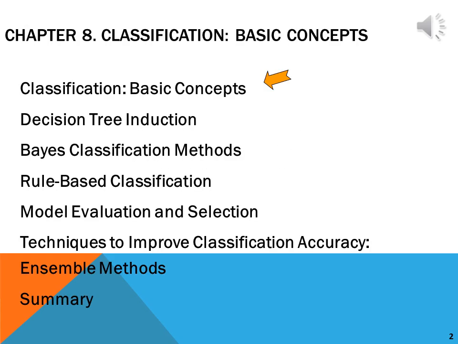This chapter focuses on basic concepts of classification, decision tree induction, Bayes methods, rule-based classification, model evaluation, and ensemble techniques to improve classification. Let's begin with the fundamentals of classification.